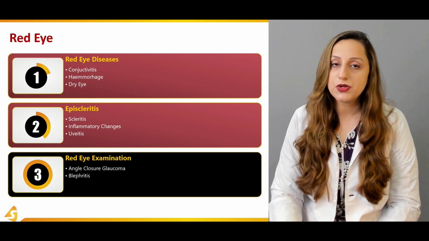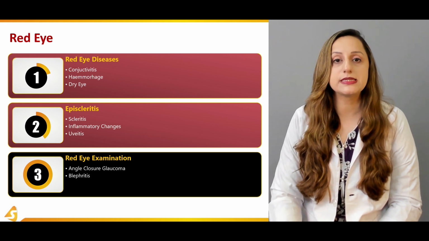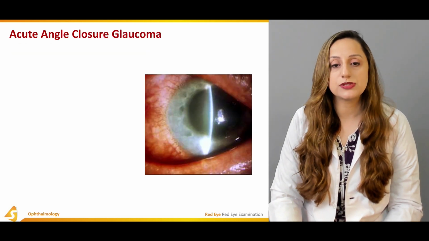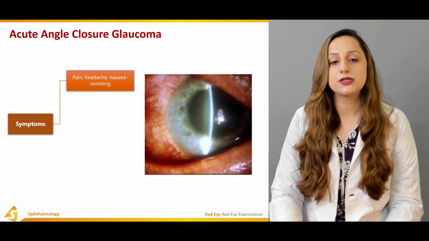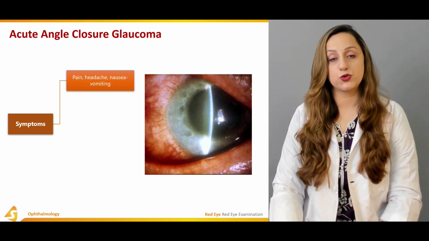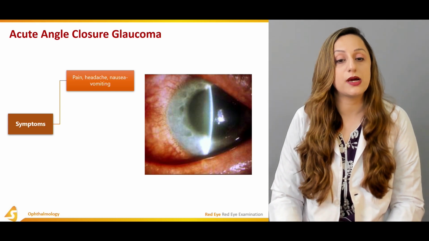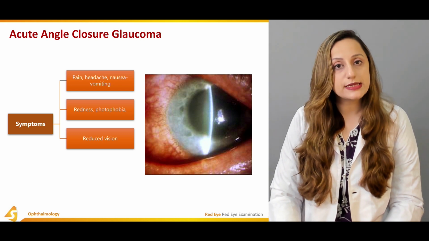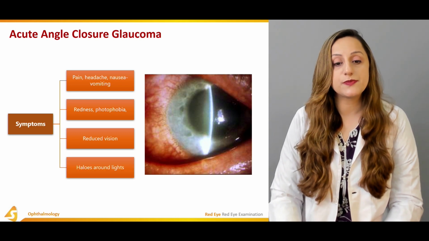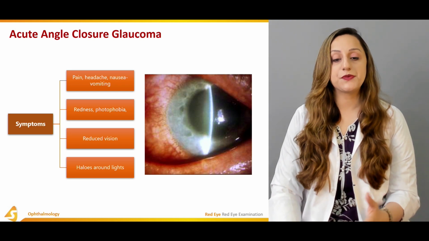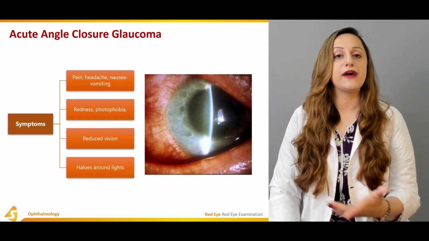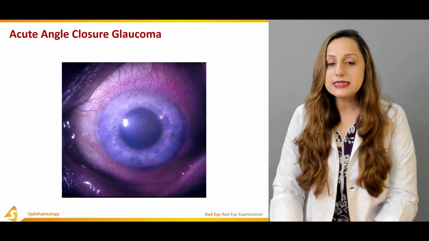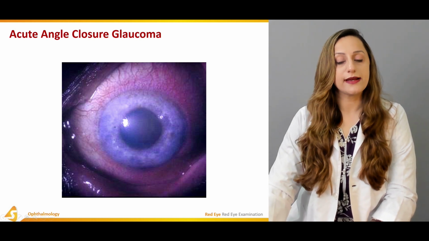Then we have blepharitis on the other hand, and we'll be briefly discussing this condition, as it is sometimes also associated with redness of the eye. The symptoms associated with acute angle closure glaucoma in most patients are pain, headache, nausea, vomiting, redness, and photophobia. Reduced vision is a very common feature observed in these patients. They usually present with complaints of halos around the lights, or photosensitivity, or photophobia. So this is a typical picture of acute angle closure glaucoma.